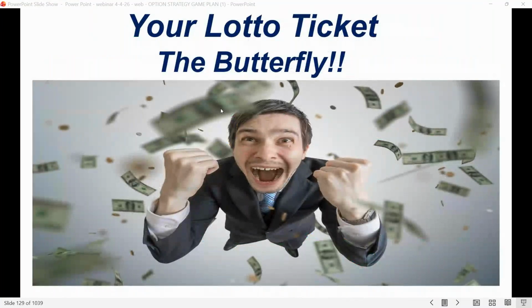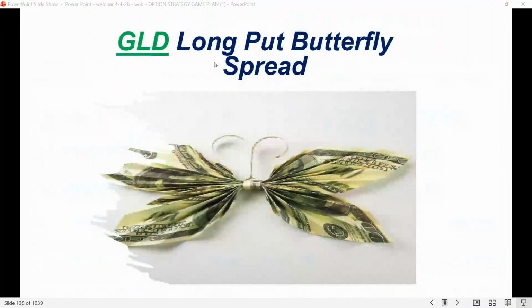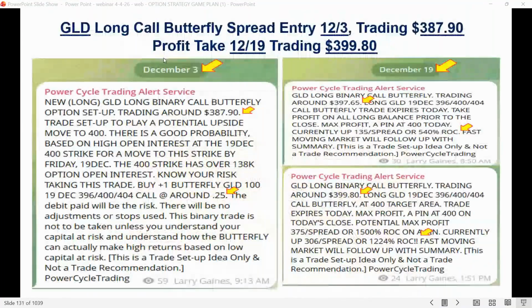And then here's just one more lotto trade that we did. This was a one alert trade on GLD, the gold ETF. And so this was one that we did for pin trade again. So this was back in December, a new long GLD long binary call butterfly. It was traded at 387.90. We were looking for a move to potential pin at 400. I won't go through all that detail, but then we pretty much got close to it.